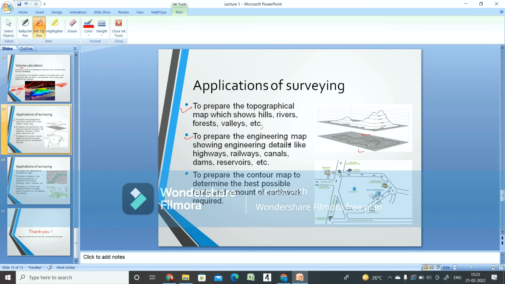Now the next one is to prepare the engineering map showing engineering details like highways, railways, canals, dams, reservoirs, etc. If we have such a map, we can easily see what things are present and where the railways, roadways, canals, dams, reservoirs, etc. are. These maps are very useful for such types of constructions also. Next is to prepare the contour map to determine the best possible route and the amount of earthwork required. I already described in the volume calculations that if you have an area map, you can easily calculate the cutting and filling amount we require. So the contour map is very useful in that case.